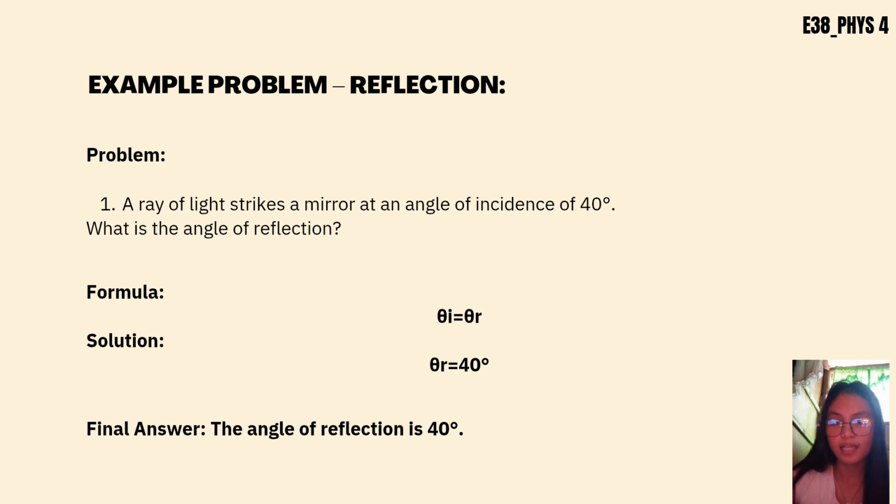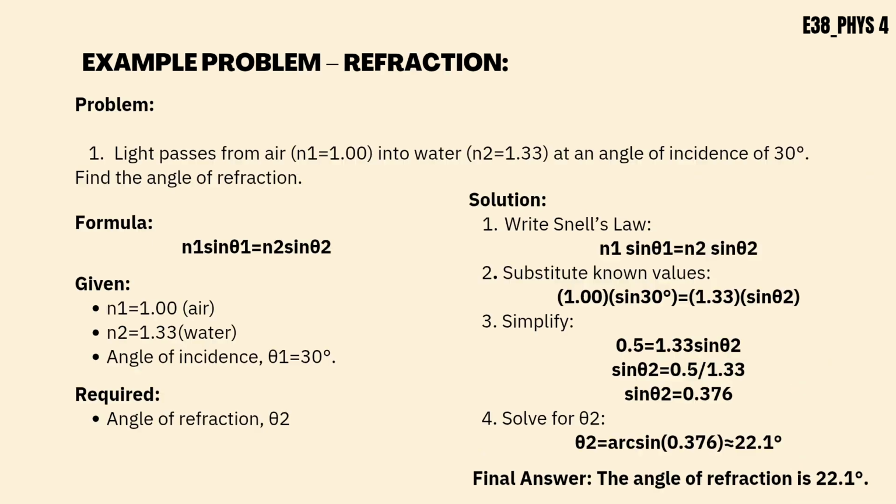In this problem, the light hits the mirror at 40 degrees, so it reflects off at the same angle, which is 40 degrees. So in this problem, there is no long solution because, according to the law of reflection, the angle of incidence is always equal to the angle of reflection. So the final answer is: the angle of reflection is 40 degrees.